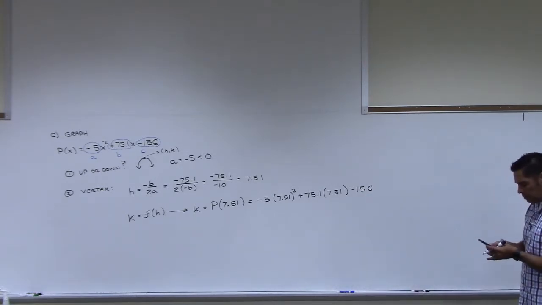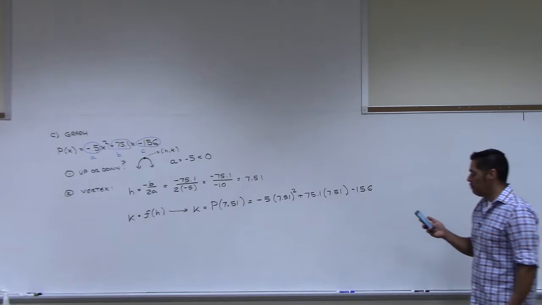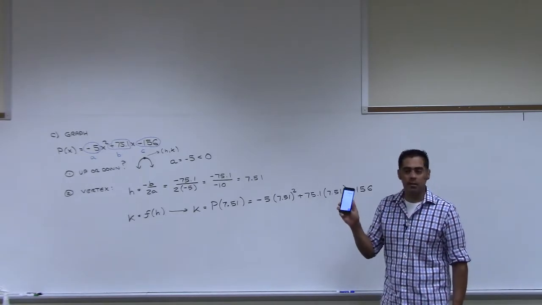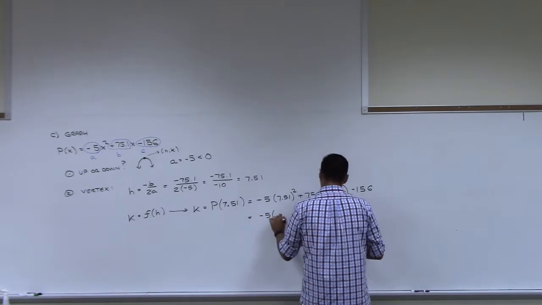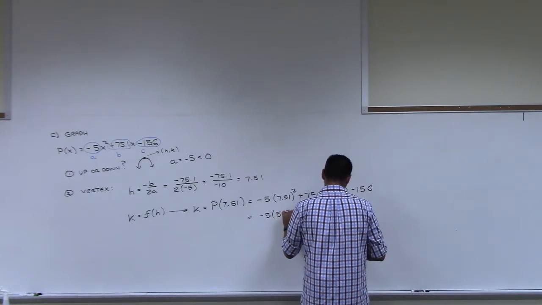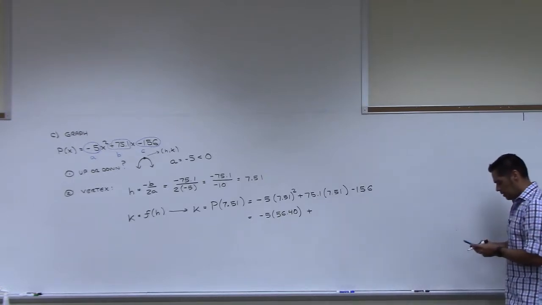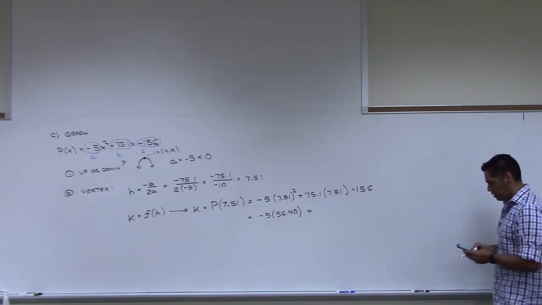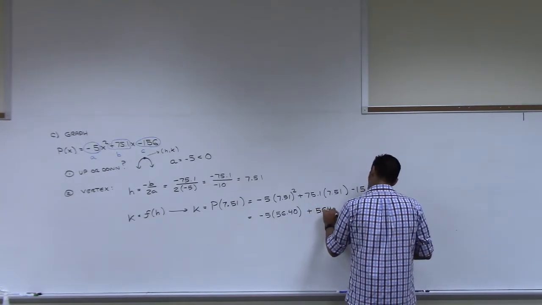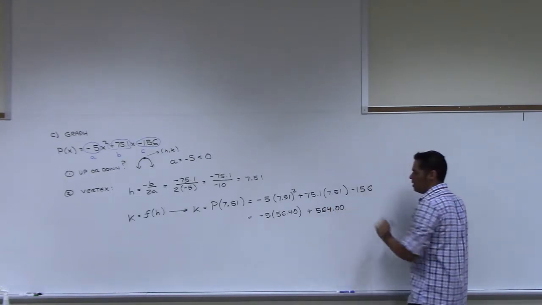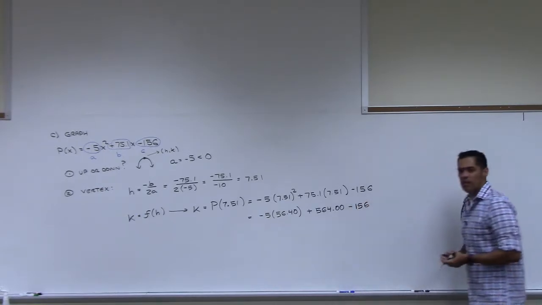So I'm going to show all the little details. If I square 7.51, I get 56.4001. Let's just round that to 2 decimal places. Negative 5 times 56.4, I'm going to say 40, plus I'm going to do 75.1 times 7.51. These two together give me 564.00. There's a 1 after that, but I'm just not going to write that. And then minus 156. Everyone understand what I'm doing?